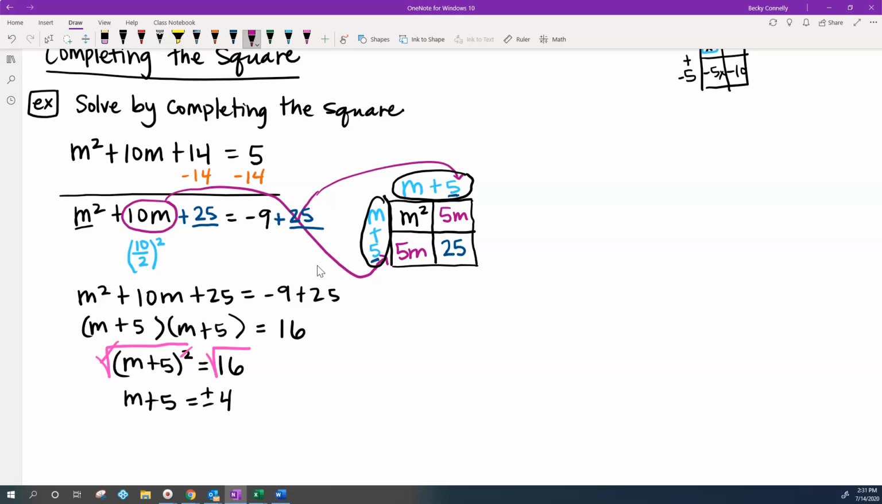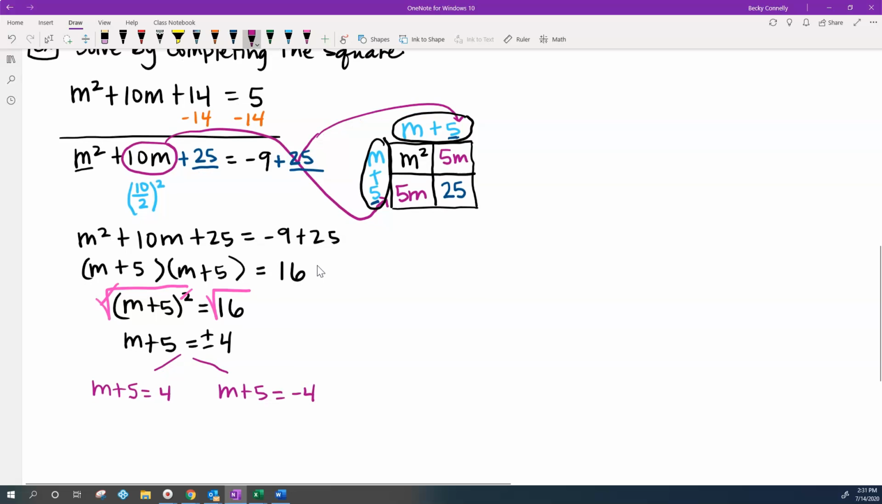Again, if it helps you to think about it, remember there's two different equations we're dealing with here. m plus 5 equals positive 4 and m plus 5 equals negative 4. And then just go ahead and complete that, get m by itself. So m equals negative 1 and m equals negative 9 would be your two solutions on that.